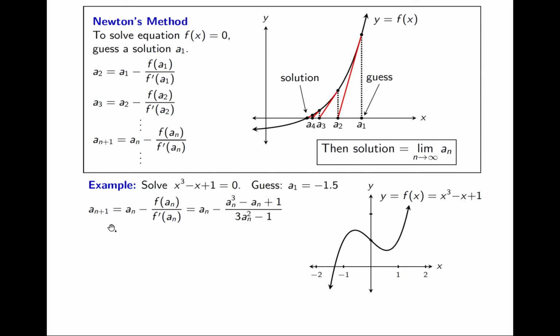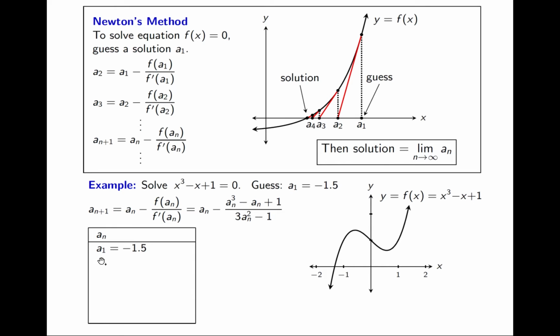So we've just worked out here that whenever we have an a sub n, we can get an a sub n plus 1, which is a better approximation to the solution, by this equation right here. And we'll organize our work with a table showing the a sub n values. Initially, all we have is a sub 1 equals minus 1.5. That's our guess. So we'll tally that right here.